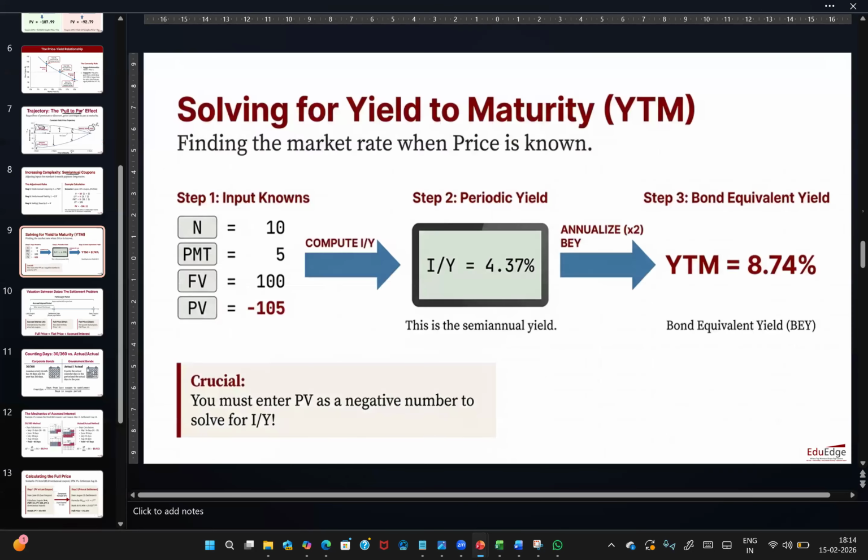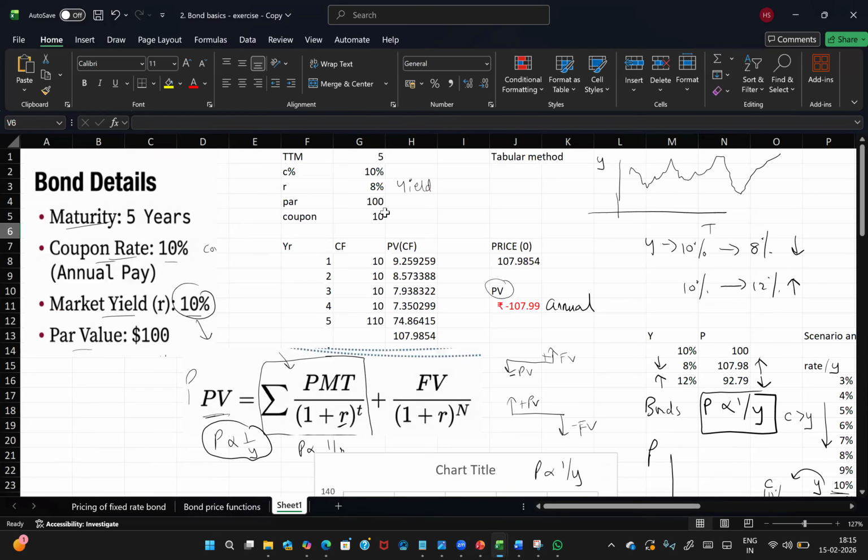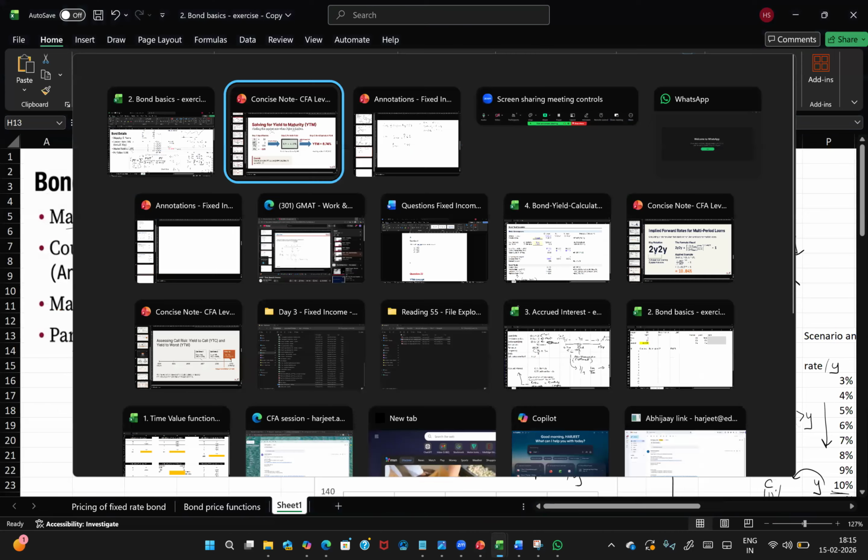So in this example, for instance, I know everything, but I don't know the yield. So find the market rate or find the YTM of the bond when price is known. Till now, everything else was known, but price was unknown. In all these examples, we knew the yield, but we did not know the price. Now, I reverse the problem. I tell you that I know the price, but we don't know the yield. And that is what is given here.